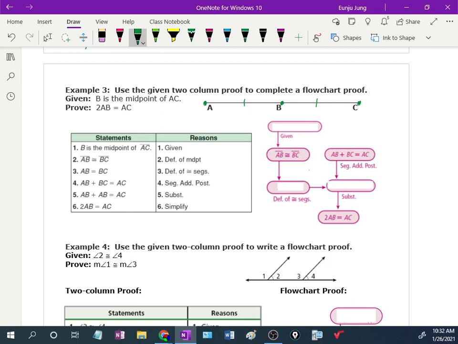So let's look through the two-column proof and then fill in the blanks on the flowchart proof. B is the midpoint of segment AC, that is given. By the definition of the midpoint, we can say these two are congruent to each other. Using the definition of congruent segments, we can say two measures are the same. So we can use the segment addition postulate for the whole length divided into two parts. So we can say that equation, and we will use substitution. We will get these two are congruent to each other.